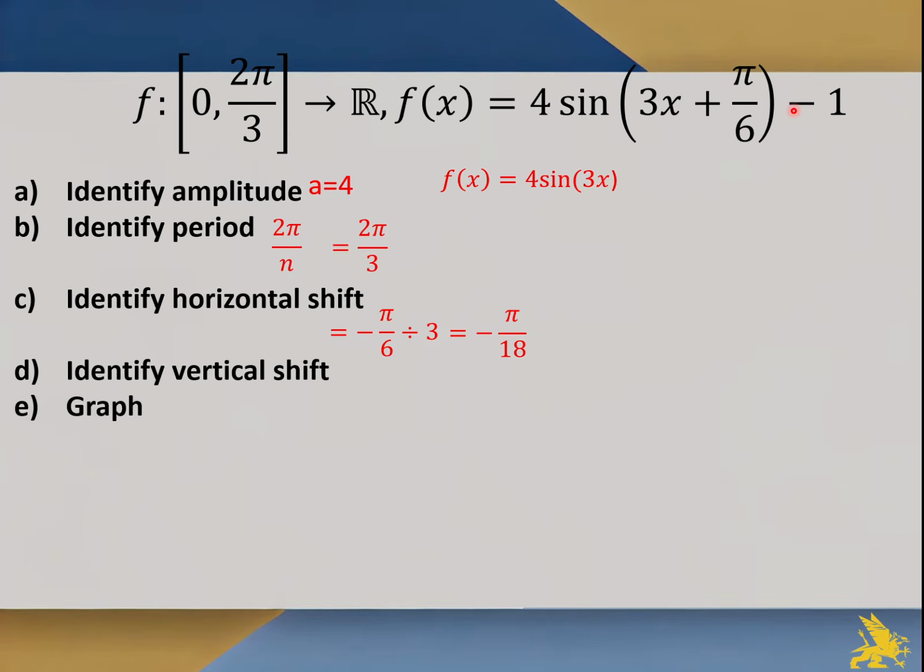Vertical shift is always what's on the outside, which is our -1. So we'll be going down by 1. So let's put these parts into order.